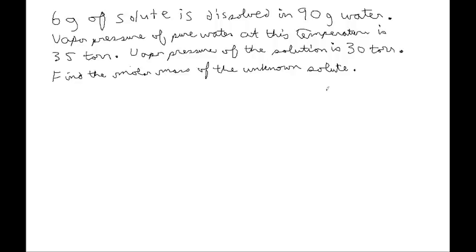Well, we're trying to figure out grams of solute per mole of solute. And you already know how many grams we have. We have 6 grams of solute. Vapor pressure of pure water at temperature is 35 torr, vapor pressure of solution is 30 torr. So then we would have to use P solvent is equal to X solvent times P naught.